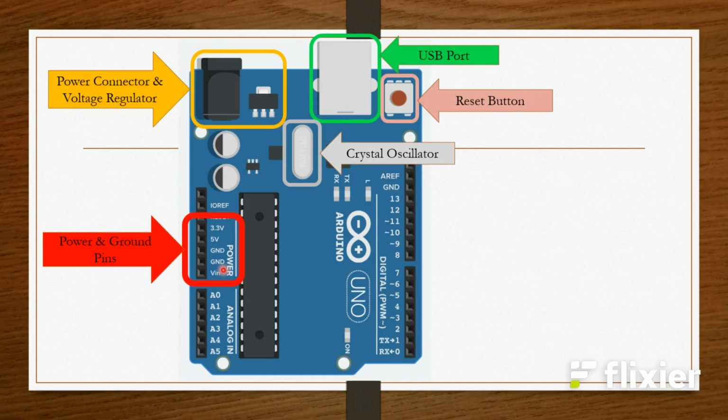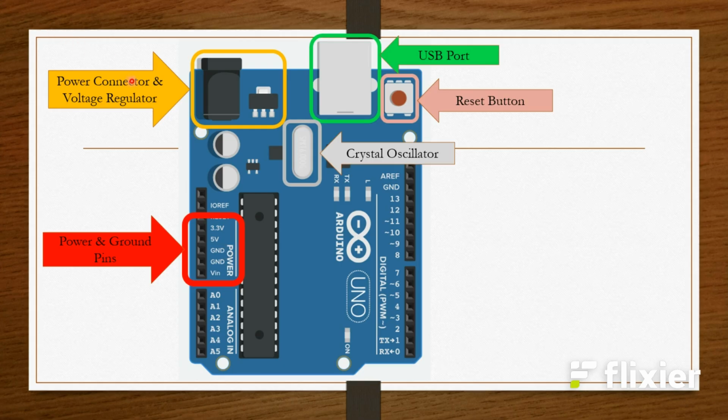Power pins. Let's talk about power. The Arduino has several power pins. Vin is where you can supply voltage from an external source, like a battery. It accepts 7 to 12 volts. 5V. This is a regulated 5-volt output that powers the board. 3.3V. Some components need 3.3 volts instead of 5. Ground. You would use these pins for your ground connections.